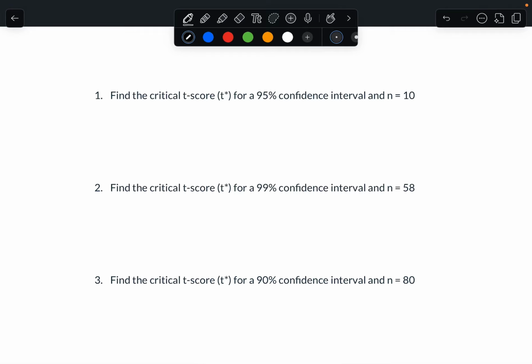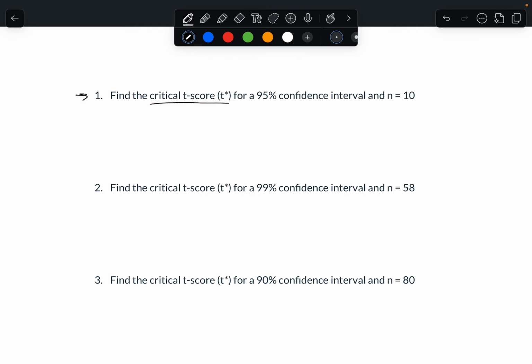In Chapter 7, we've got yet another probability distribution. We're going to talk about the t-distribution in this chapter. And in this video, we're just going to get some practice utilizing our t-tables to, in this case, find some critical t-scores. So we're going to start with number 1 here.